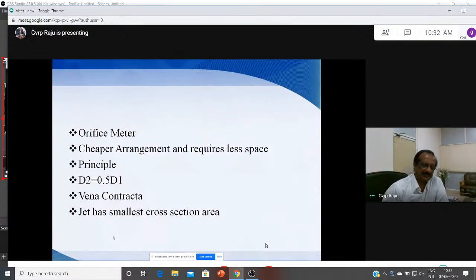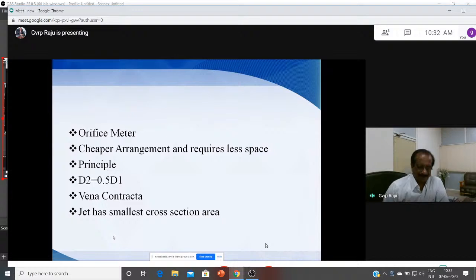Orifice meter: the coefficient of discharge for the venturi meter is 0.98, whereas for the orifice meter it is 0.6 to 0.7. The losses are more as there is a sudden change in cross-section area, whereas in the venturi meter we have a gradual convergent and gradual divergent section. The venturi meter requires more space, whereas the orifice meter requires less space and is a cheaper arrangement.